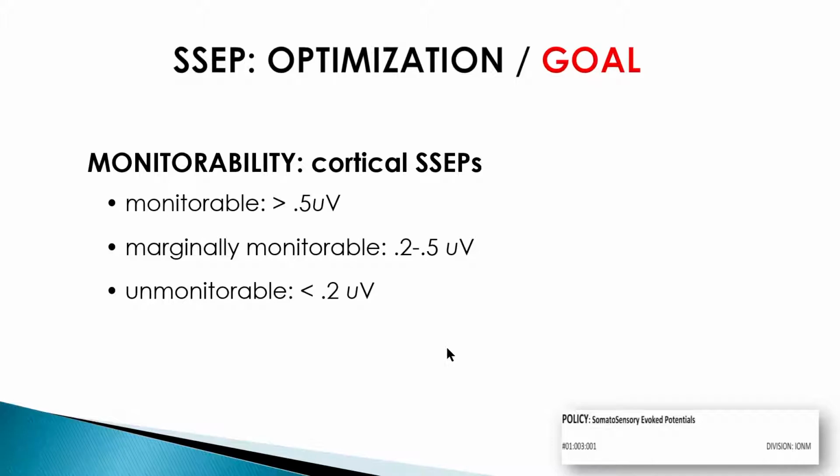For instance, with cortical somatosensory evoked potentials, anything over a half a microvolt is considered monitorable. Anything 0.2 to 0.5 microvolts is considered marginal, and anything less than 0.2 microvolts is considered unmonitorable.